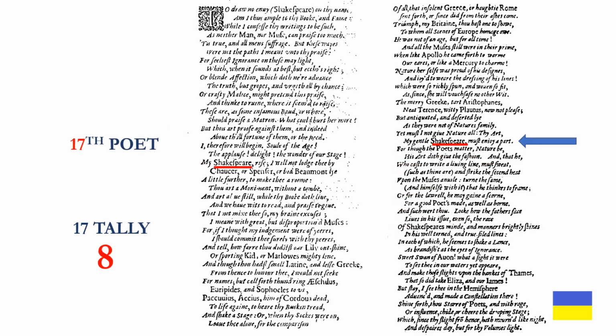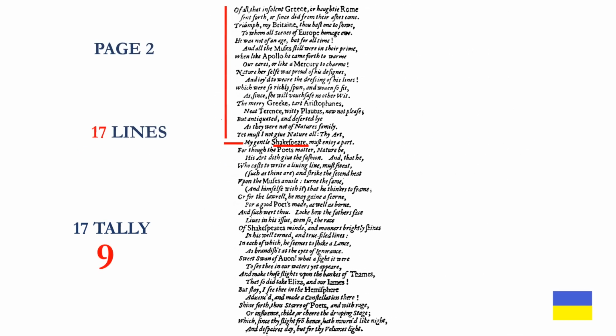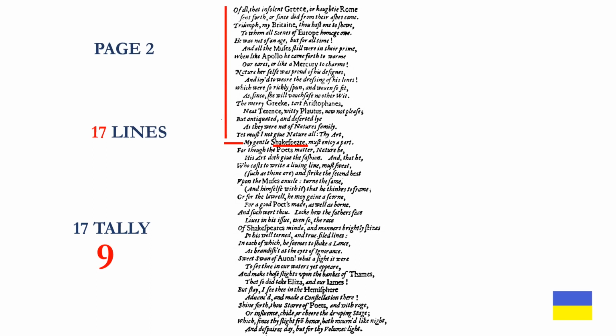Shakespeare is also the first and the 17th poet in the list of poets. And on page 2, we see that there are 17 lines from the top of the page to the line that has gentle Shakespeare.